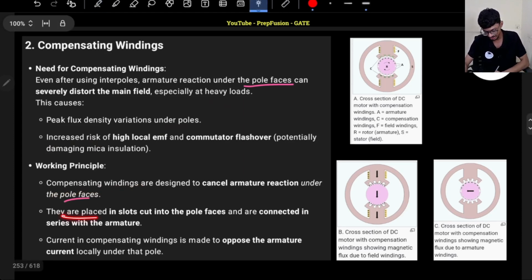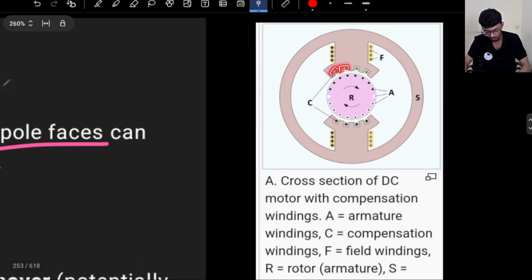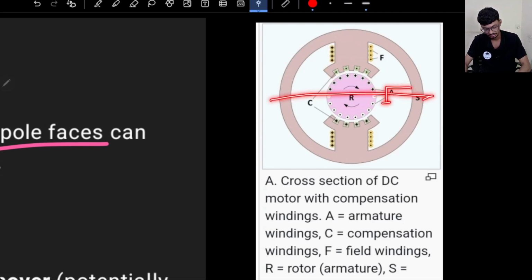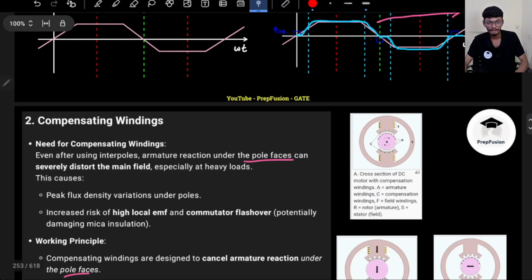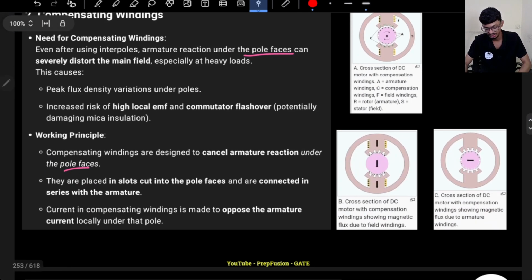They are placed in slots. We make slots in the pole shoes, and in those slots we place the compensating winding. Field windings are placed here, and compensating windings are placed here just to cancel out the armature reaction on the pole faces. And in the q axis interpoles will be present. Okay, so that's the complete picture. I hope you get the complete picture now, of how the compensating winding is placed and how it actually cancels out.